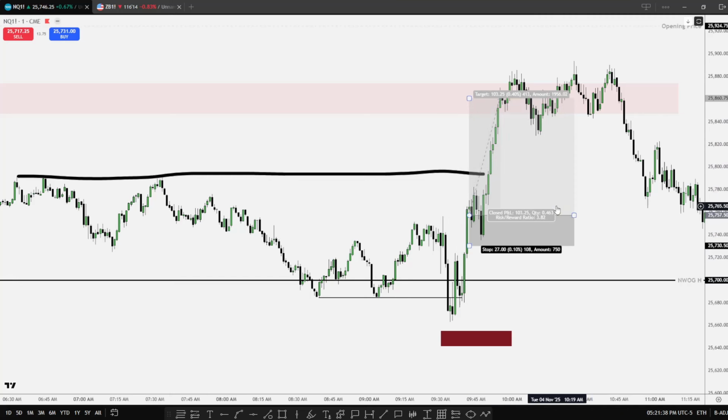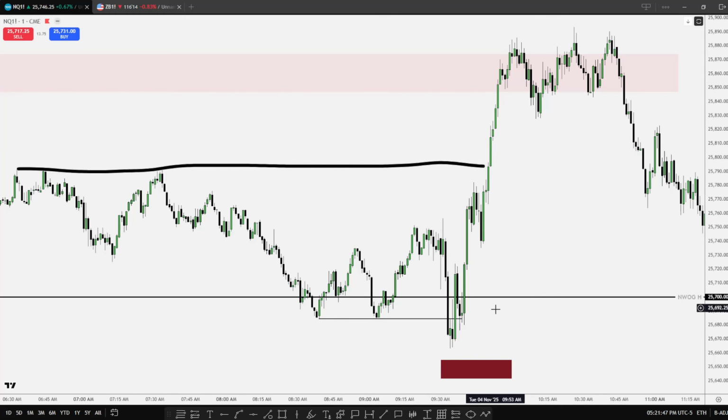And then I walked away with like 4R, so 3.8R, and it was a good trade. So looking at the model, you can see sell side was raided, we shift higher, and out of the two fair value gaps, we always pick the first one.